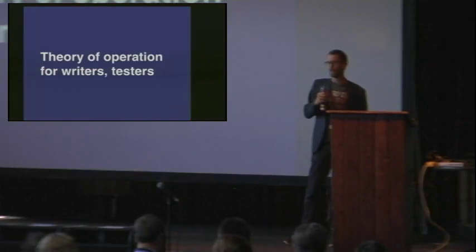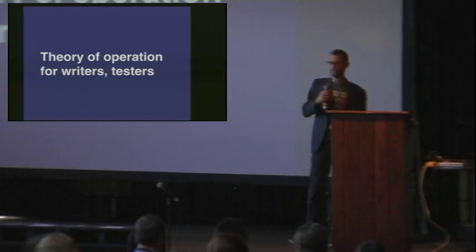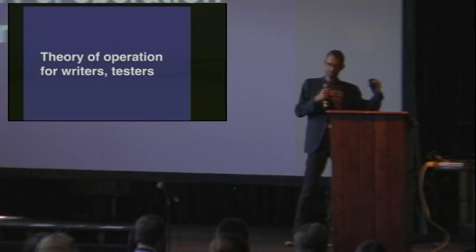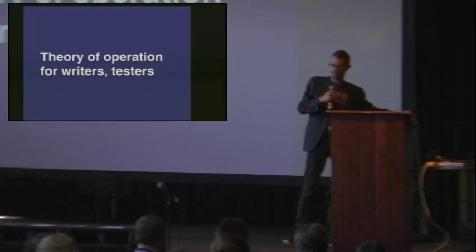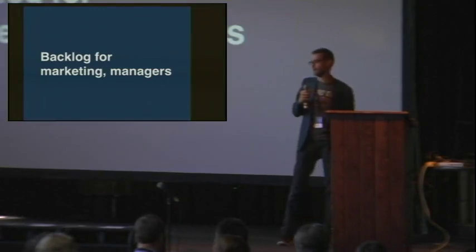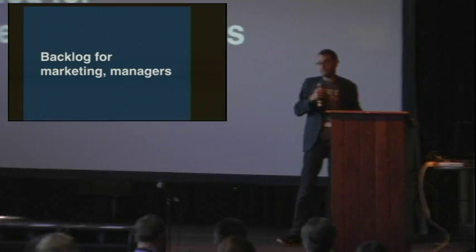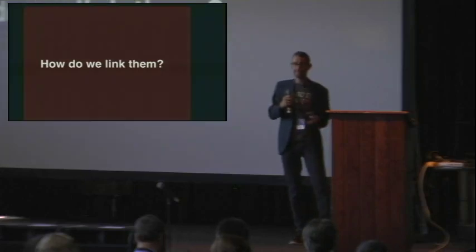Maybe we need a theory of operation for people who are new to the project, for people who have just come on board from different parts of the company or from outside the company, for testers, for writers. Maybe we need information that they can present then to our customers and say, this is the theory behind this. Maybe we need a product backlog out of our bug tracking tool, and this will tell marketing at least we've thought about what to do in the future. A lot of open questions. I don't know how to link these things together.